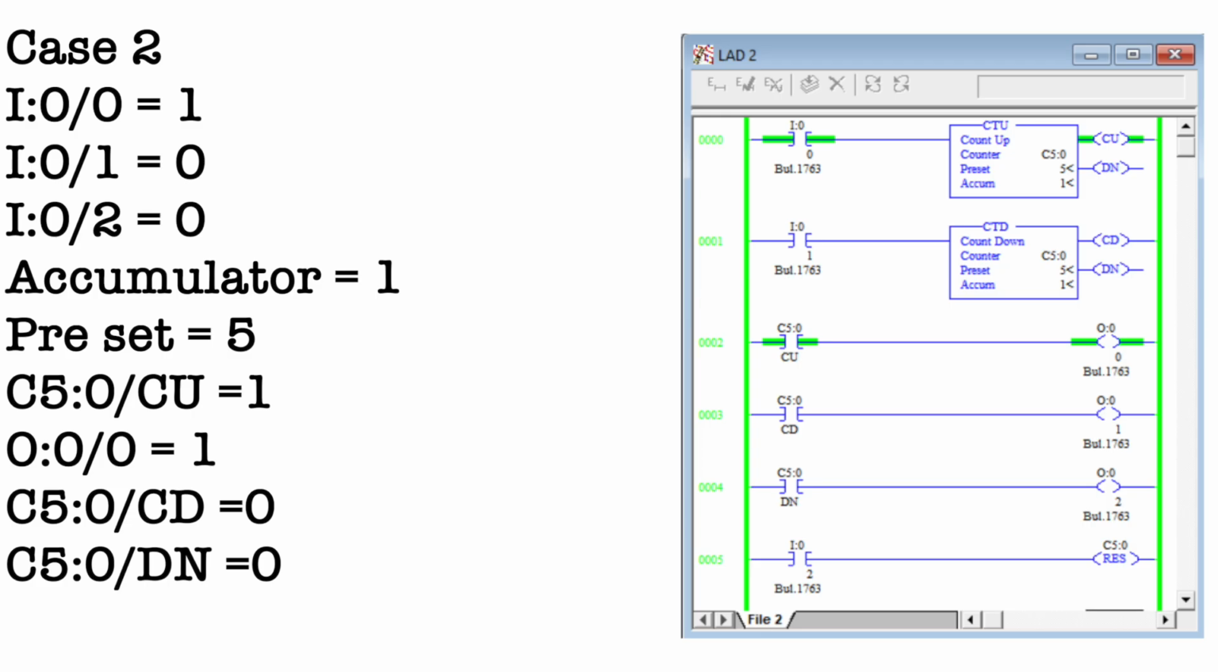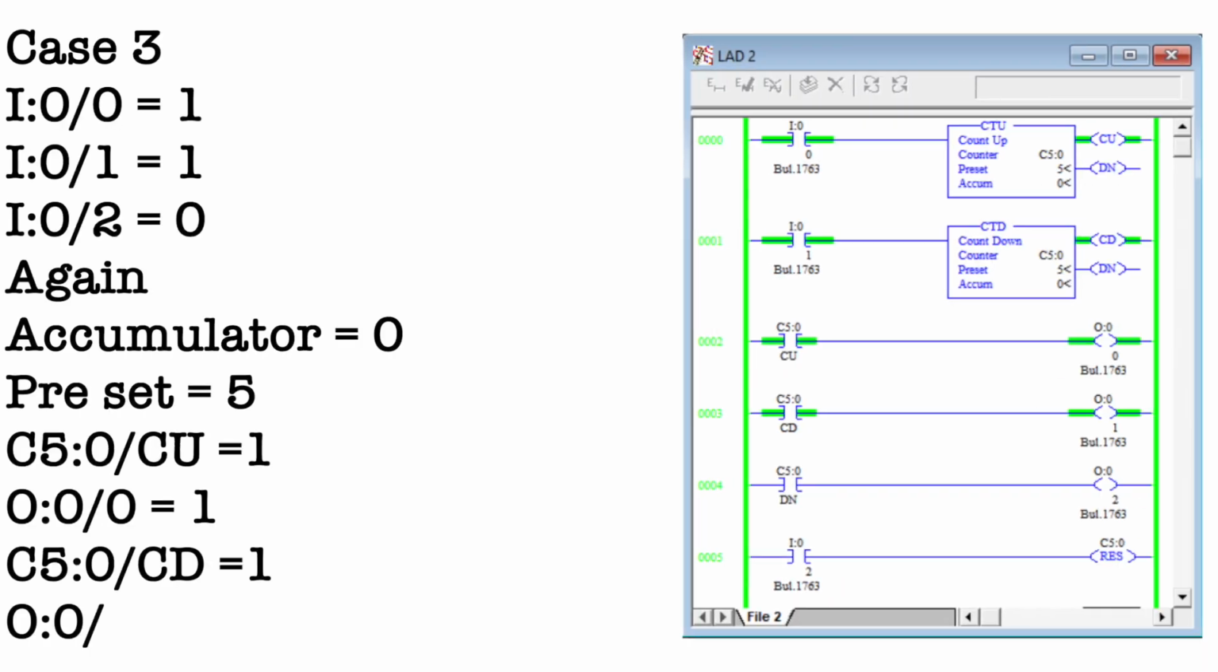Because of that you can see here the first output, that is O:0/0, is high only, and the other two outputs, that is O:0/1 and O:0/2, are in off state, right? I am only changing the state of the first switch. That's why the up counter changes its state and the CU bit becomes high, right?